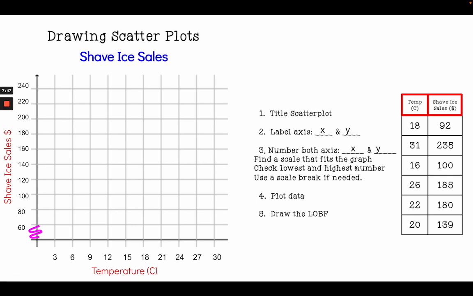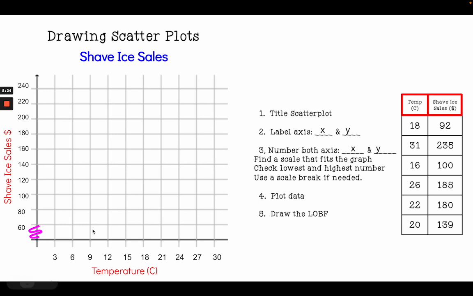Okay, again, numbering scales, we do 3 things. We find a scale that fits the graph, so our increments. Here we did it by 3. Here we did it by 20, but we also use a scale break. We also need to make sure our lowest and highest numbers are included in our axis. And then again, we use our scale break if needed. And when we're drawing a squiggly line, you can draw just 2, or you can draw 3, as I drew, 1, 2, 3. Again, that's our scale break.